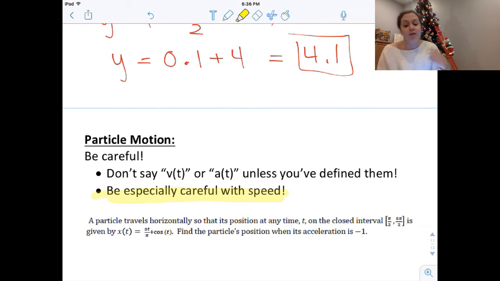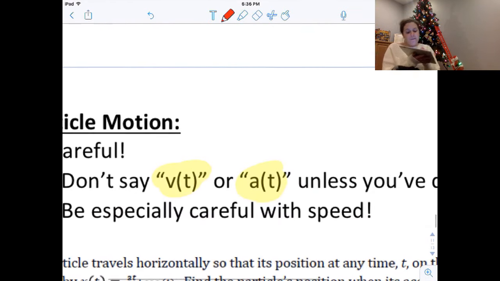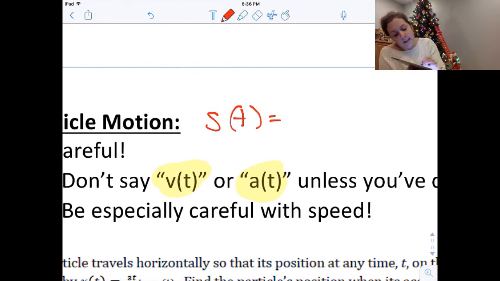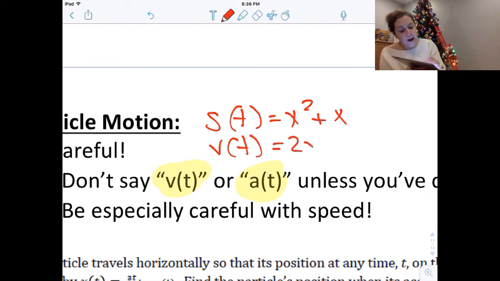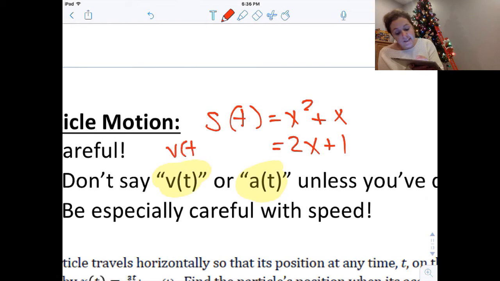Now, for this one, and this is big, and I know in Miss Bowden's class you guys just talked about this. If you're given a function like s of t or x of t, and you are not given v of t or a of t, do not start writing v of t and a of t unless you've defined them. So, for instance, if I tell you s of t equals t squared plus t, you are not allowed to say v of t equals 2t plus 1 unless you've done this. You've said, okay, well, I'm going to define this as s prime of t. And now it's defined.